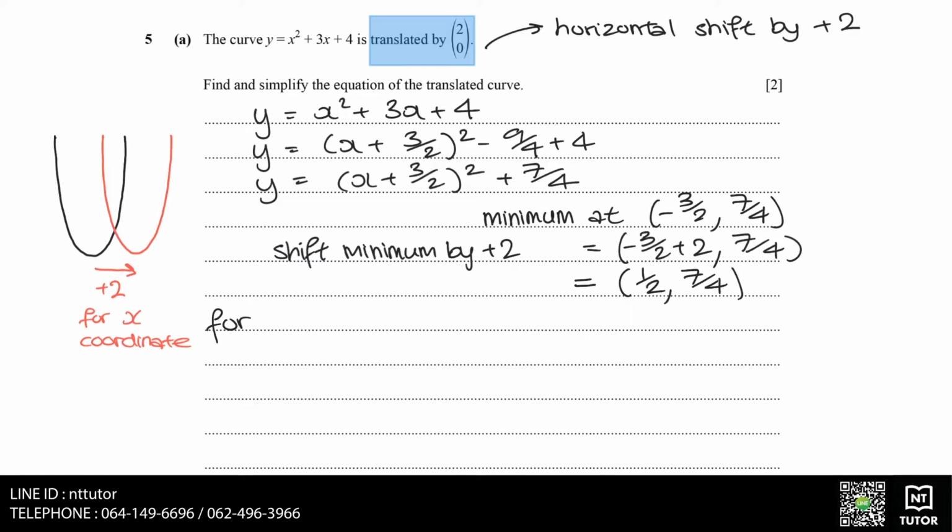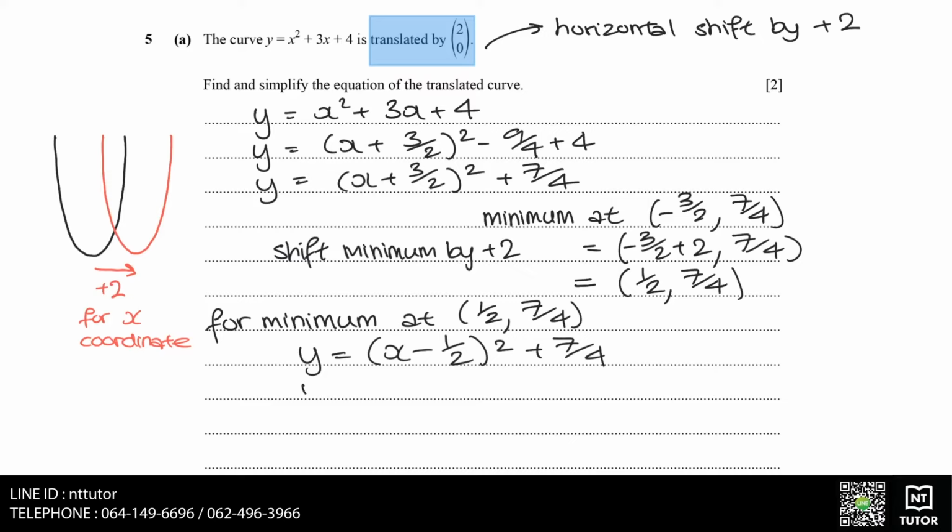And we can write the equation of the quadratic that has a minimum point at (1/2, 7/4) as (x minus 1/2) squared plus 7/4. Then to simplify the equation, all we need to do is expand the brackets and combine like terms.